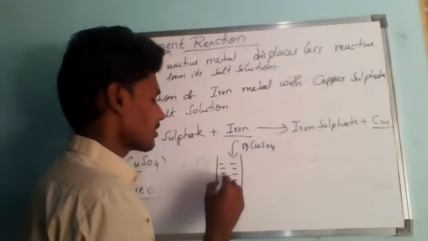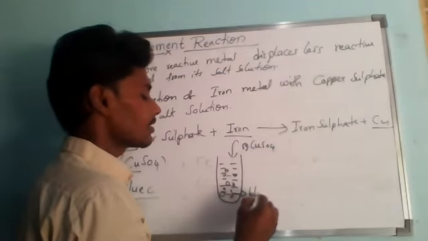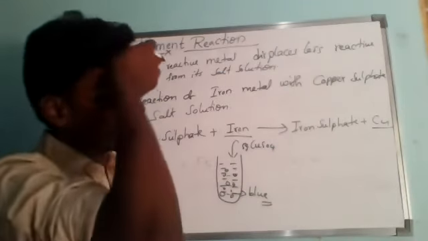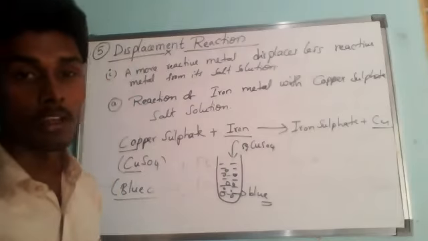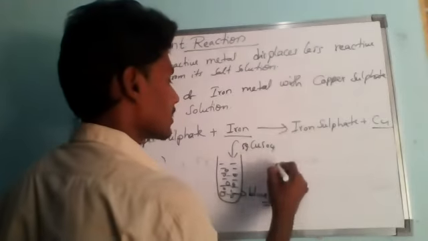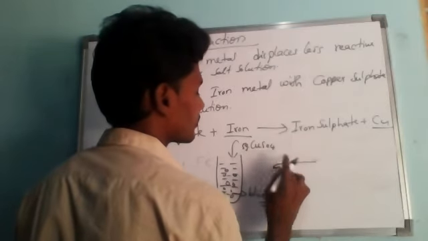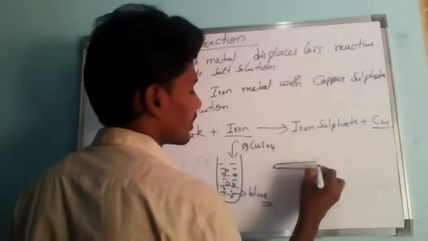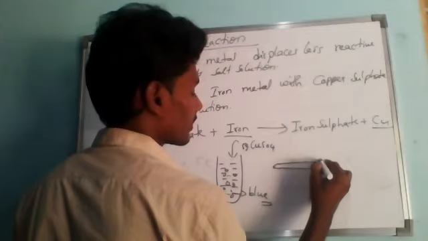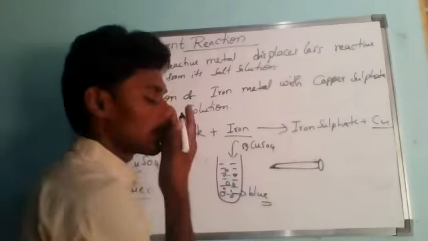If you add the copper sulfate crystals, they will dissolve, and this solution will turn blue in color. That is why we call this a copper sulfate solution. Understand? Now take a small iron nail. Basically, the iron nail will look like this. You just take this iron nail and put it in the solution.